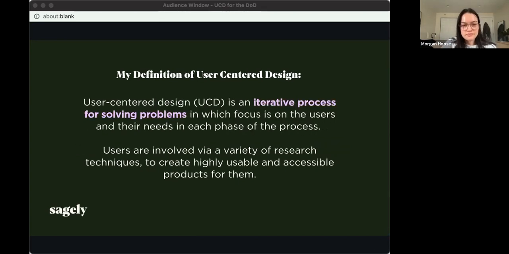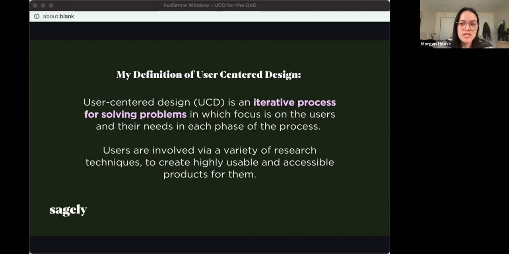the equation. So what we're left with is my definition of user-centered design, which reads, user-centered design is an iterative process for solving problems in which focus is on the users and their needs in each phase of the process. Users are involved via a variety of research techniques to create highly usable and accessible products for them. So this feels a lot better to me because it allows us to explore the value of UCD beyond just being a designer. So it gives us the freedom to approach any problem using these techniques.